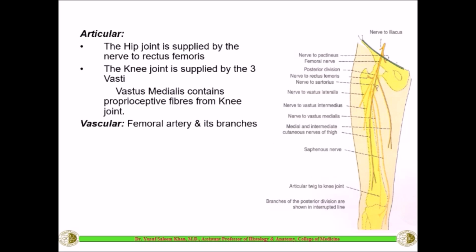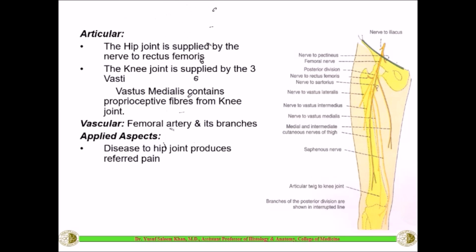This femoral nerve also gives vascular branches to the femoral artery and its smaller branches. And the main applied aspect related to the femoral nerve is that whenever there is some disease of the hip joint, they will be referring the pain.